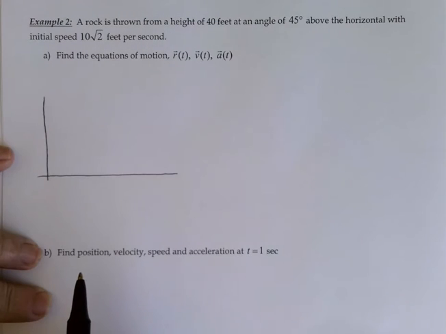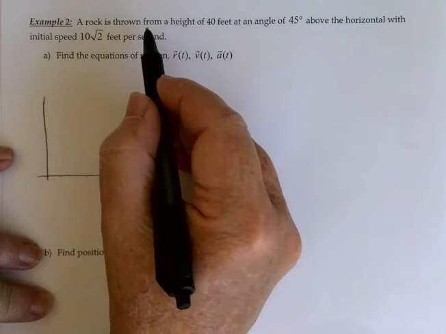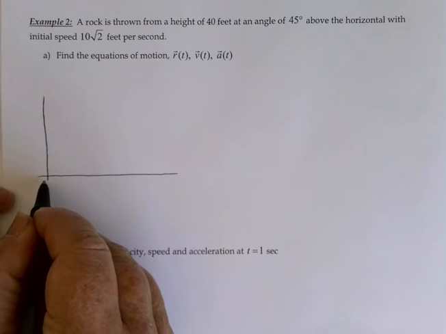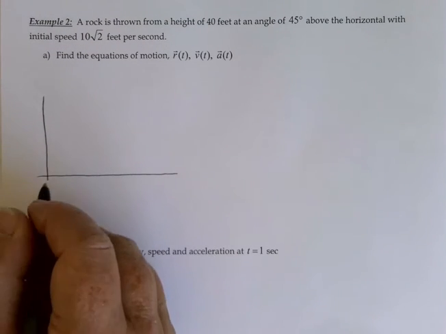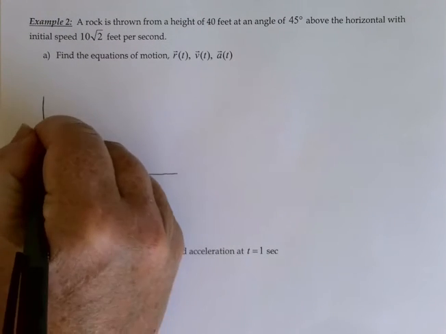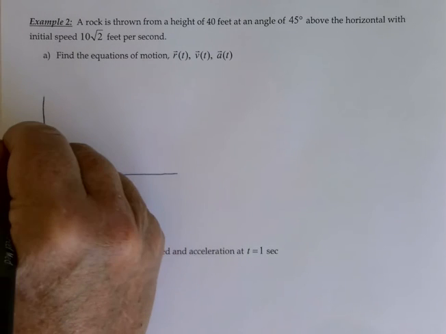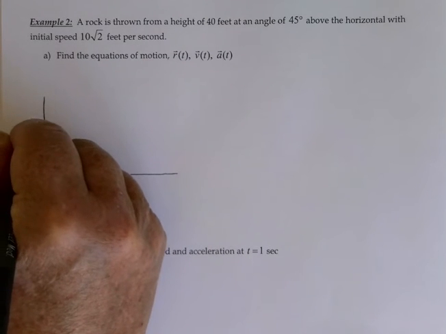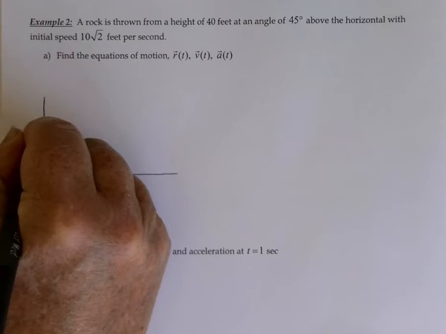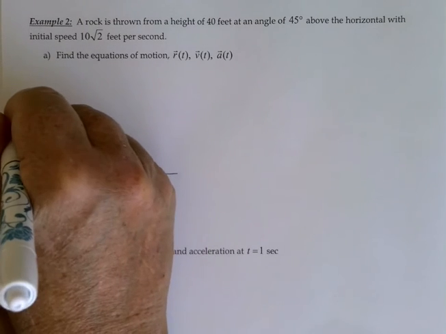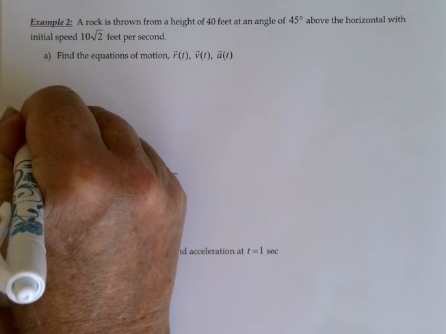We are told that the rock is initially thrown from a height of 40 feet. I'll typically start on the x-axis to say that the initial position then is 0 in the x direction and 40 in the y direction. So 0, 40 would be that initial position vector. Remember, that's in our process what we were calling x naught, y naught.